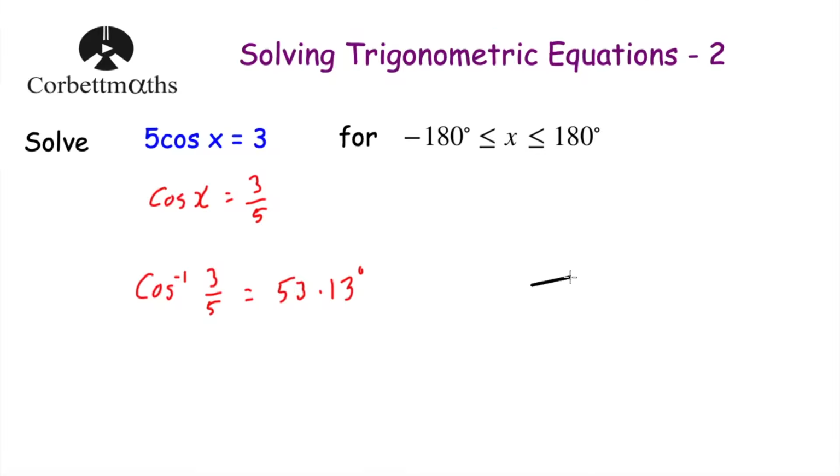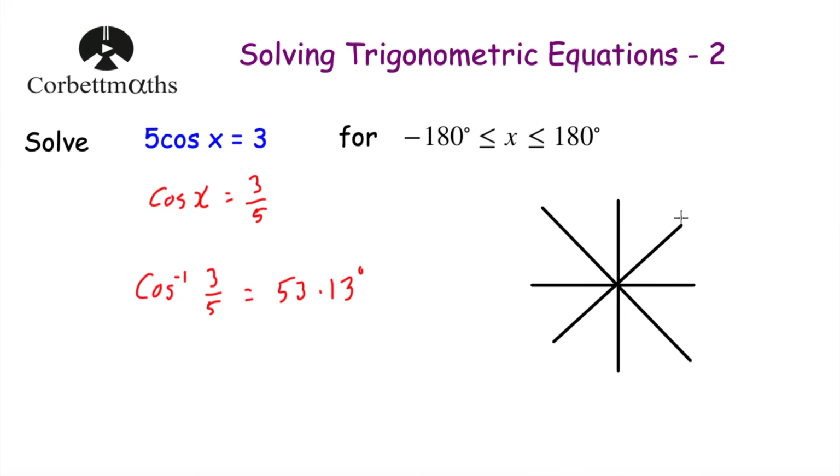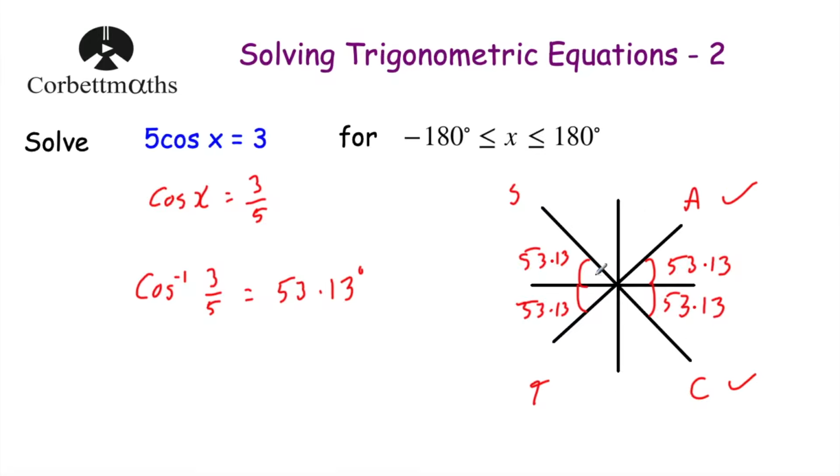So we've got our two lines, we've got our angles, and we're going to mark in our acute angles of 53.13 in each quadrant. CAST. Now here the cos is positive, so we're looking for the quadrants where the cosine is positive, so that'll be quadrant 1 and quadrant 4 there. Okay, so the cosine is positive in those quadrants.